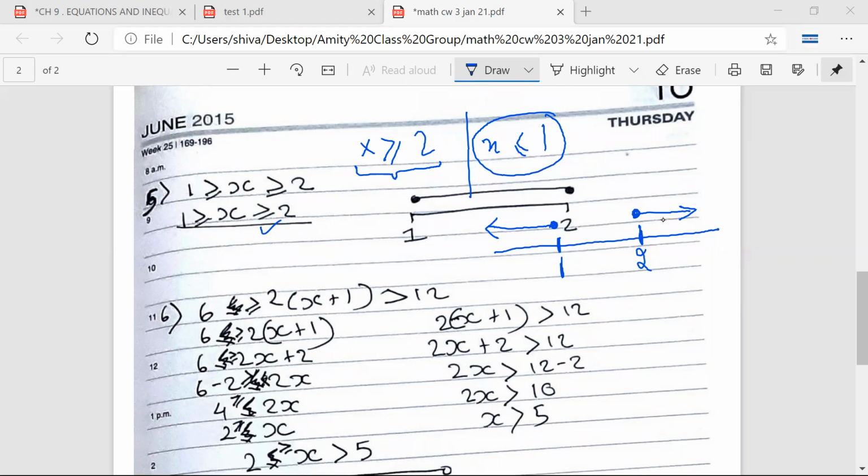I have drawn it like this and I'm just sending mine. Sanviji, can you see the screen? Yes. Can you give me a solution by looking at the screen? You have to draw a number line from minus 1 to 4. On 1 you have to draw a colored circle and then draw an arrow to the left, and from 2 you have to draw another colored circle and draw the arrow to the right.